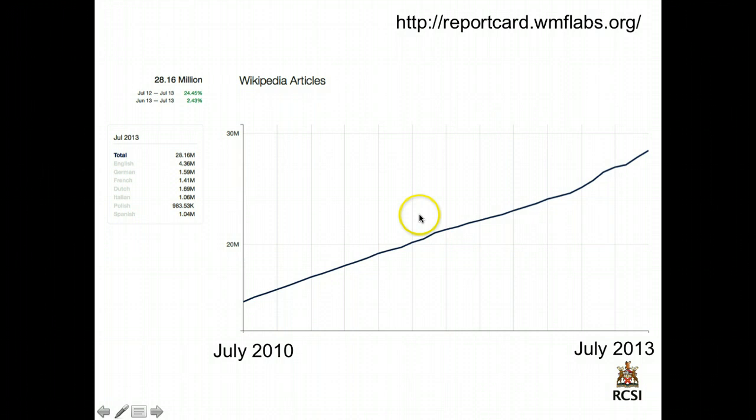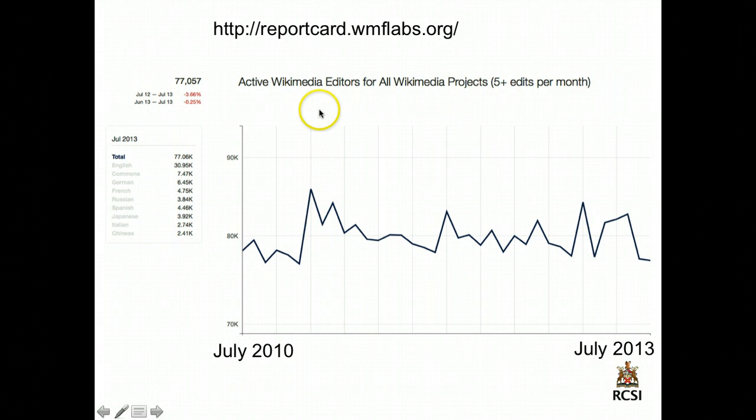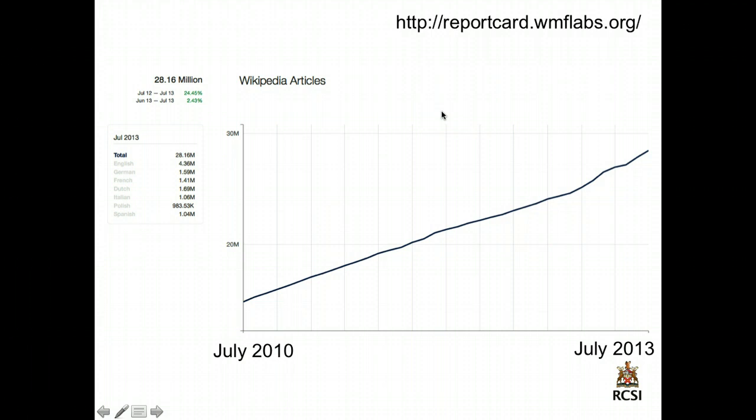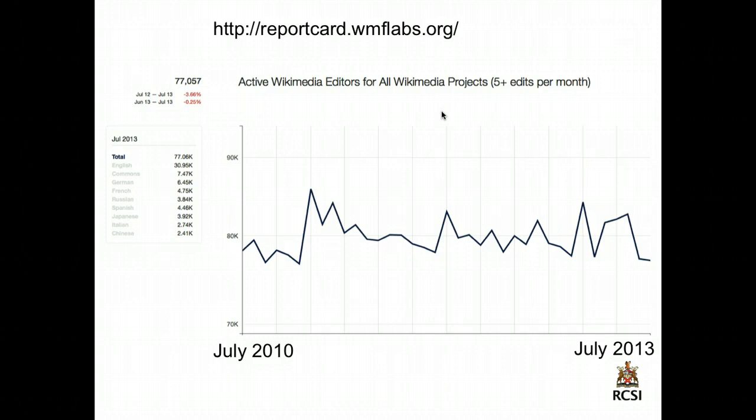But look at this. This is what I find interesting: active Wikipedia editors. Wikimedia is an umbrella term, as there's more than just one Wikipedia site. There are people uploading video and audio and that kind of thing, and pictures. So these are people who do five or more edits per month. But given that there are 30 million pages, we only have in and around 77,000 editors.